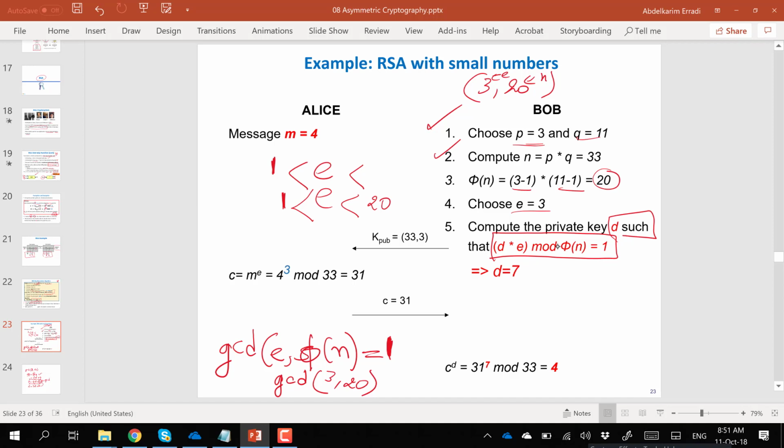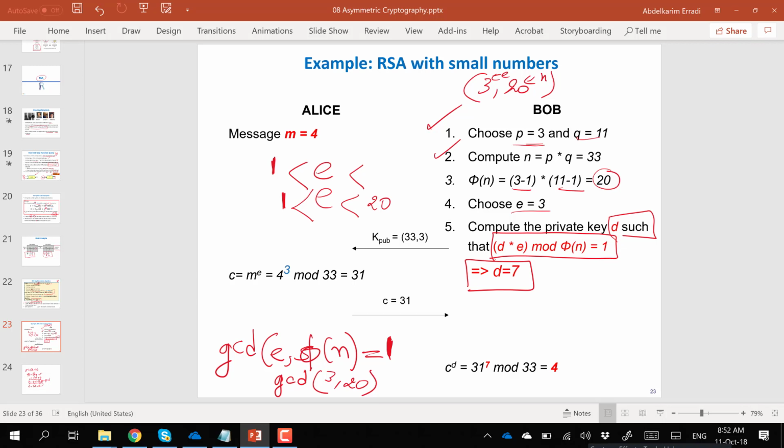So to find D from this equation, we go back to the Euclidean algorithm. But this time, we extend it. There is an extended version of the Euclidean algorithm, and then we go through that algorithm. I will show you next time. Unfortunately, we're out of time. We will produce D equals 7. Let's just check that it satisfies this rule or this law.